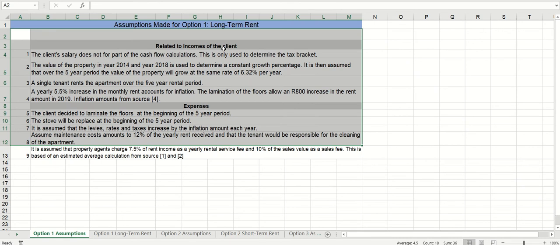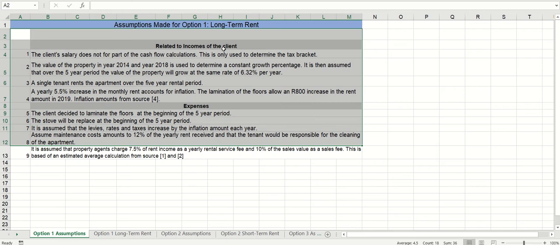Good day. Today I will lead you through the three different financial models for each of the three options. The first option was to rent out the apartment unfurnished on a year-to-year basis. Before building the model, some assumptions were made.